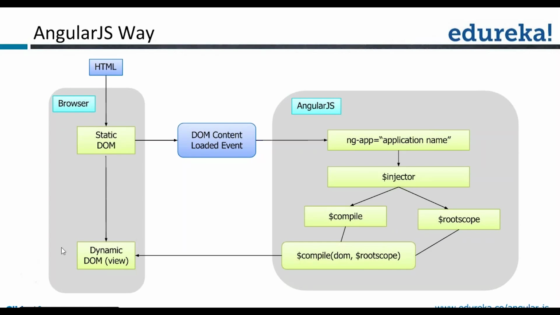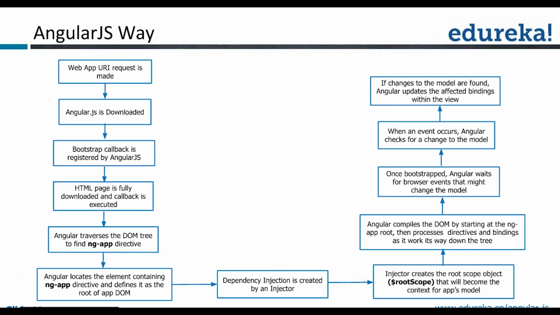So this is how it works. We have an HTML, we have a browser, which comes with a static DOM. And then when we include the AngularJS JavaScript library into our application, it actually searches for ng-app. It searches for this keyword, and I'll be talking about what this keyword is, how we bind it, and what the implications of having it are. Okay, and then it compiles that, and it creates a dynamic DOM. Okay, and then we'll be seeing this in detail.